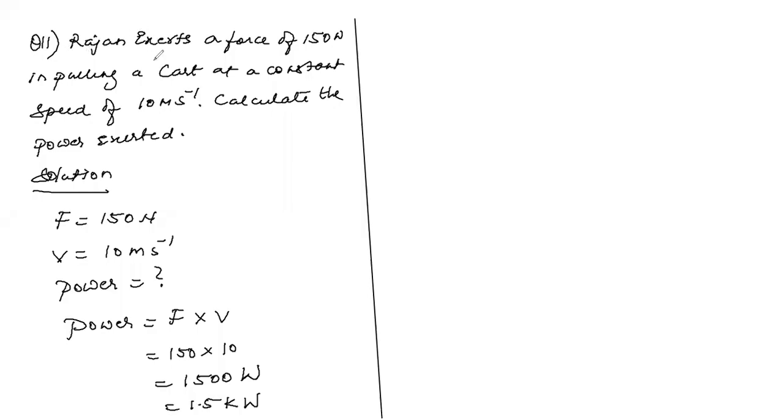Question 11. Rajan exerts a force of 150 Newton in pulling a cart at a constant speed of 10 meters per second. Calculate the power exerted. Very easy. Force is 150 Newton. Velocity is 10 meters per second. Power will be force into velocity. 150 into 10, 1,500 watt. That is 1.5 kilowatt. Okay, children.